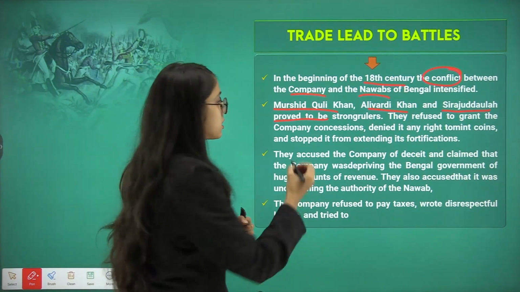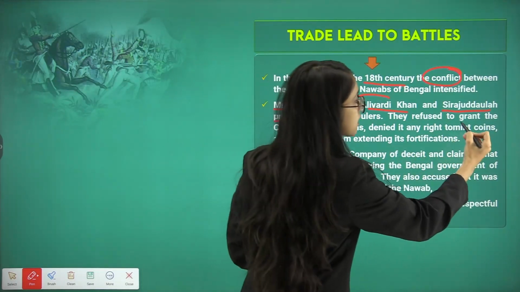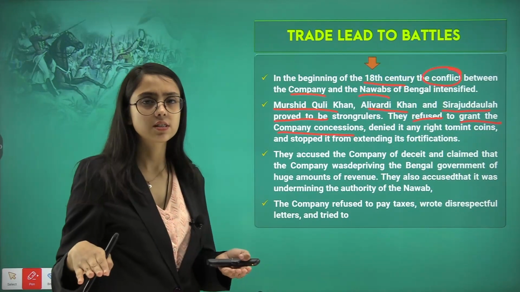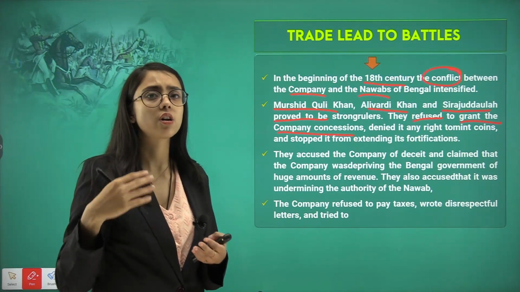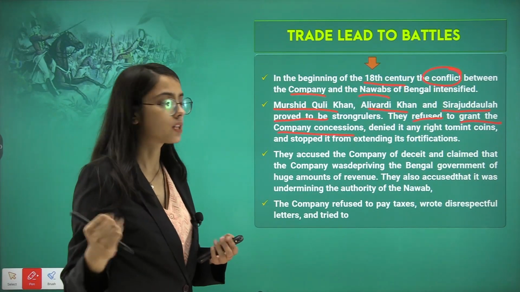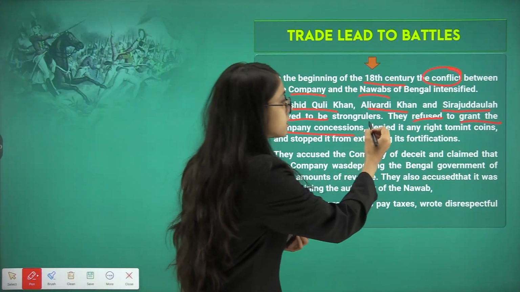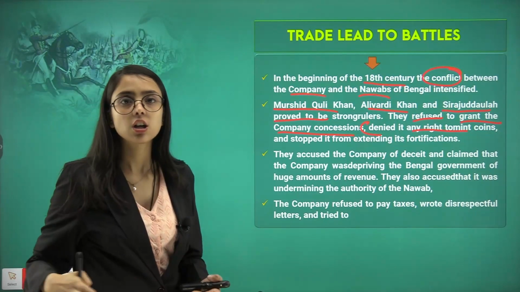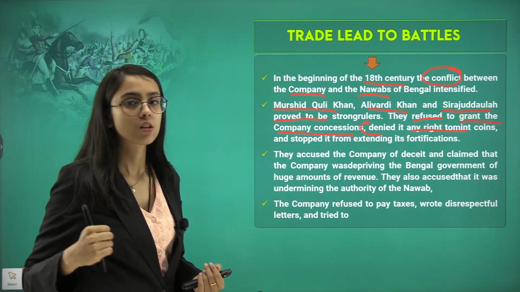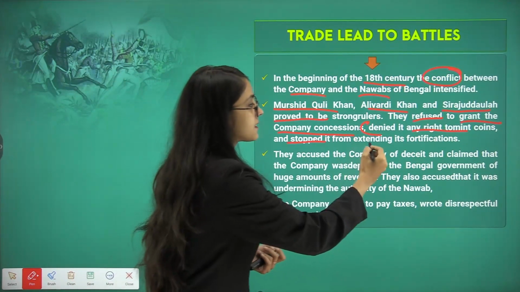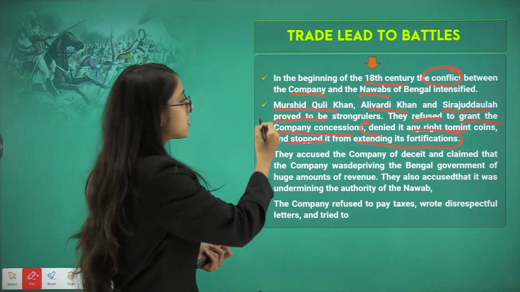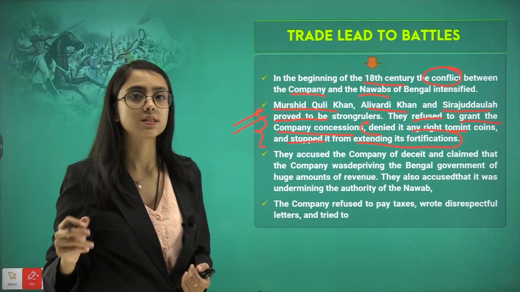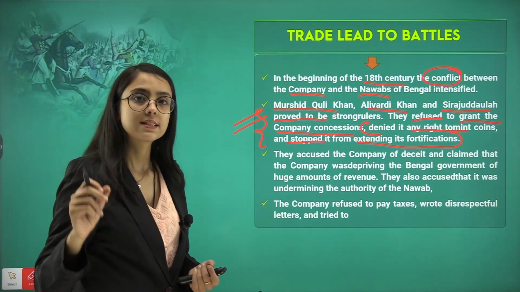So what did they do? They refused any kind of concessions to the company. They did not grant any trade concessions or duty-free trade to them. They also denied the right to mint coins. They were not allowed to make coins anymore. They also stopped the company from extending the fortification. So these are the three important things that these Bengali rulers, these Nawabs, implemented on the East India Company.